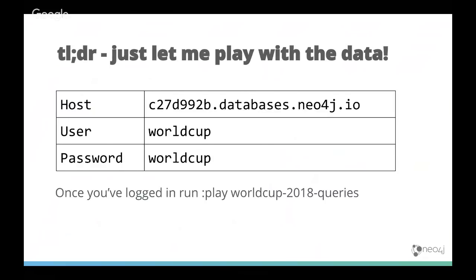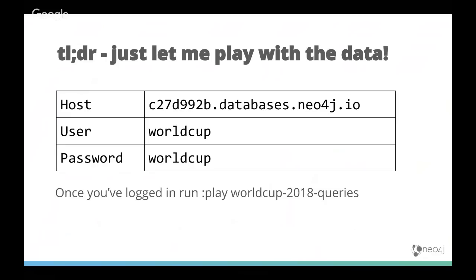If you just want to get your hands on this data and give it a try yourself, this is where the database is. Jesus is going to copy this link into the chat as well, so you can grab this. It's a database running on the Neo4j cloud, and if you log in with World Cup as the credentials, then you'll be able to get to that.